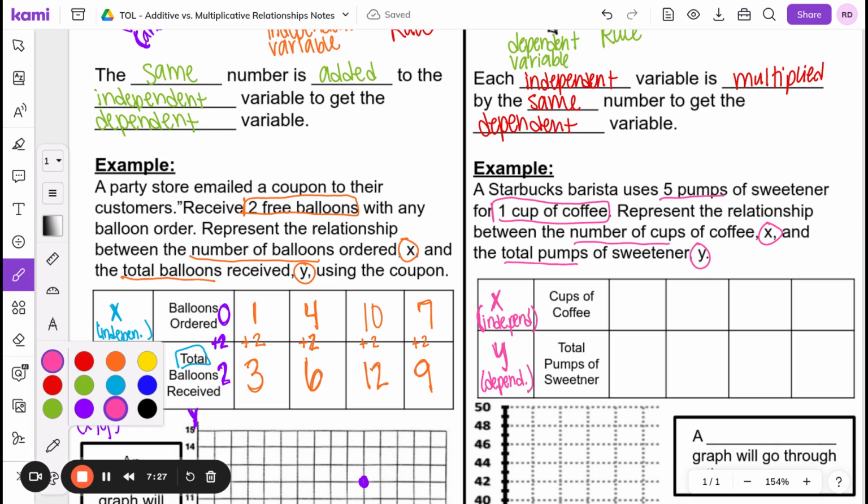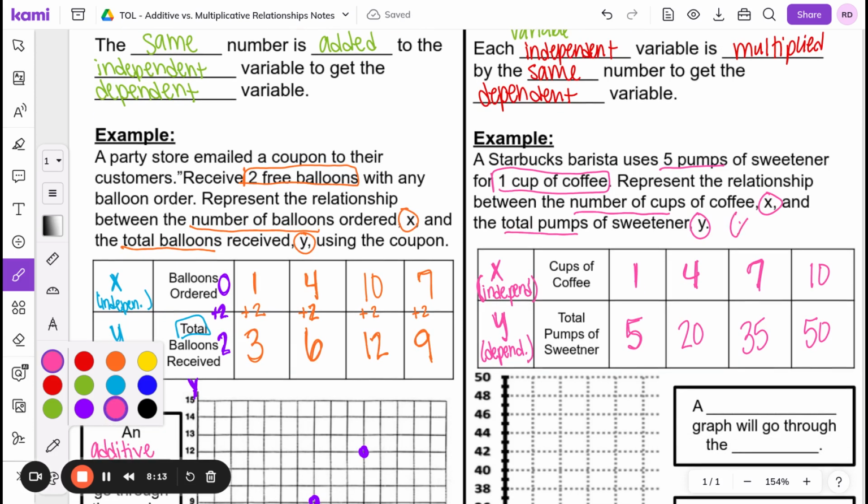And now we're going to use this information to fill in the table. We're going to use that relationship they gave us to start. If we buy 1 cup of coffee, we're getting 5 pumps of sweetener. If I buy 4 cups of coffee, we're getting 20 pumps of sweetener. If we buy 7 cups of coffee, we get 35 pumps of sweetener. And if we purchase 10, we're leaving with 50 pumps of sweetener.